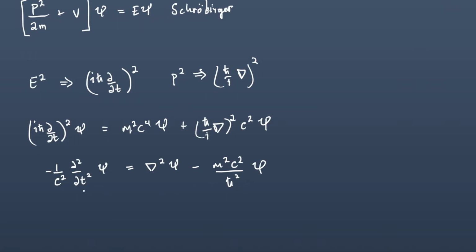And this, from here to here, is some basic algebra. This is something that you could do by yourself as a good practice. But really, I'm just dividing things out by h bar, getting rid of the i's by squaring them, and dividing things out by c. And we get this equation.